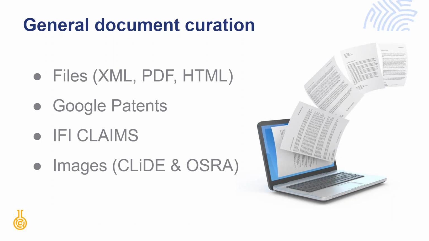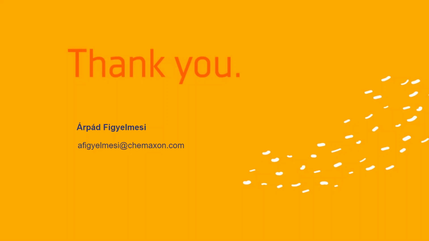As I mentioned, ChemCurator is capable of handling different kinds of documents. These include XML, PDF documents, and HTMLs. Obviously, text-based PDF documents work better than scanned PDF documents. We are also able to directly load documents from Google Patents based on the publication number, or if you have a subscription to IFI Claims, we are also able to directly download from IFI Claims based on the publication number. So these are the capabilities of ChemCurator in a nutshell, and I would like to give the word back to Kevin. Thanks.